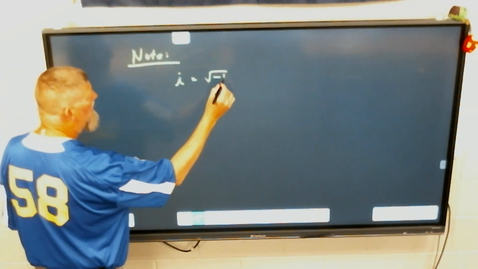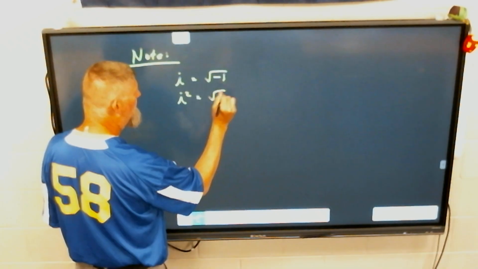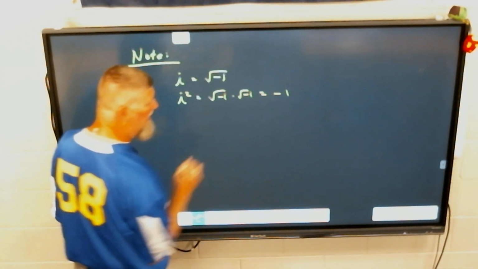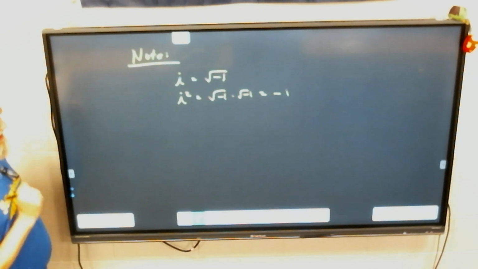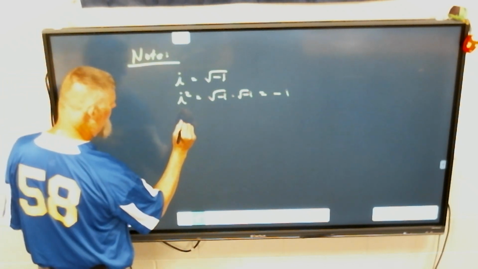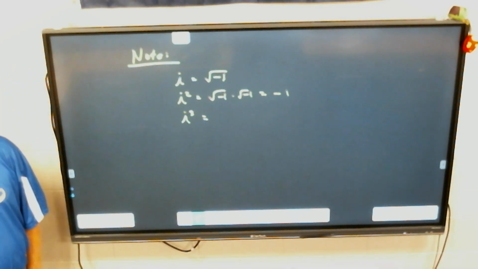Okay. What does i squared equal? It's -1, because it's simply going to be the square root of -1 times the square root of -1, which is simply -1. So whenever I see i squared, -1 goes in its place. What if I give you i to the third? What's that going to be?